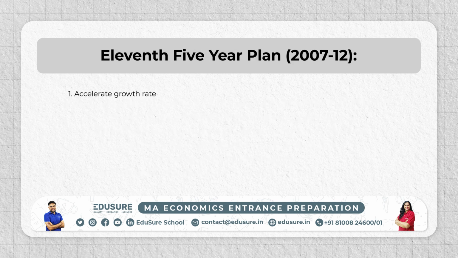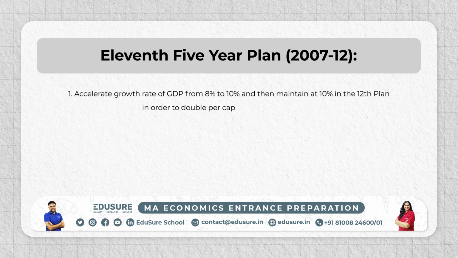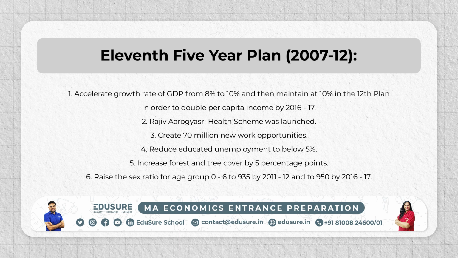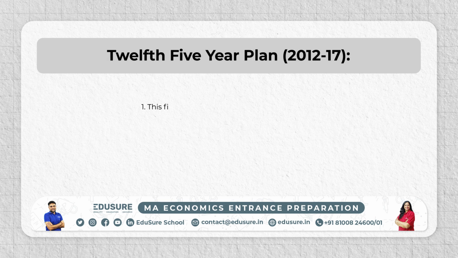Eleventh Five-Year Plan, 2007 to 2012. Accelerate growth rate of GDP from 8% to 10% and then maintain it at 10% in the 12th plan in order to double per capita income by 2016 to 2017. Rajiv Aarogyasri Health Scheme was launched. Create 70 million new work opportunities, reduce educated unemployment to below 5%, increase forest and tree cover by 5 percentage points, raise the sex ratio for age group 0 to 6 to 935 by 2011 to 2012 and to 950 by 2016 to 2017.